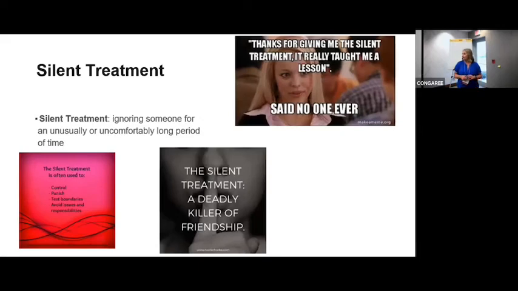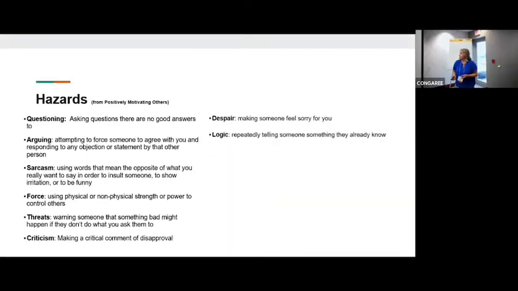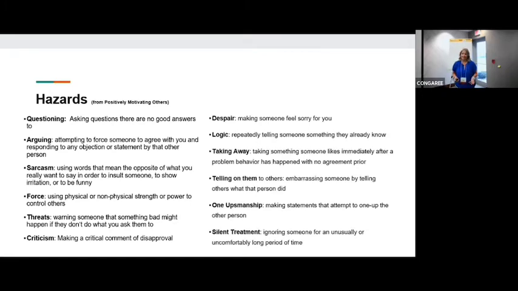And then the silent treatment, just ignoring someone for an uncomfortably long period of time. It's one thing to take a break and come back, but to ignore someone for a long period of time can be very hurtful. And we were just talking on the break about children in foster care, and you don't know what people have gone through. So ignoring someone can be very painful and hurtful, and you really have to think about what kind of impact that could have on someone. So these are all of our hazards that we want to avoid and that we're never, ever going to do ever again, right? Obviously that's not going to happen, but just be aware of them.